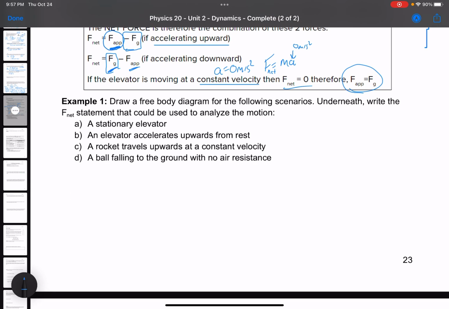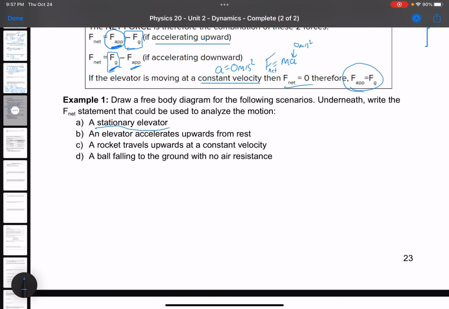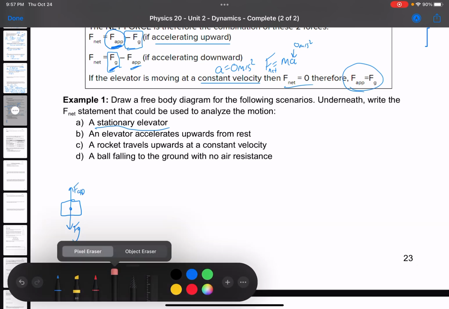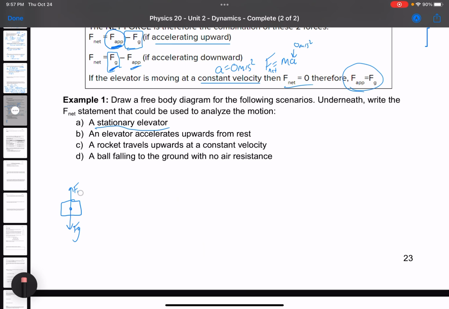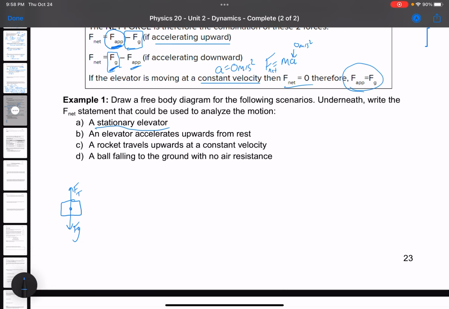All right, draw a free body diagram for the following. Underneath, write the F net statement. So in the first one, I have a stationary elevator. I have a force of gravity acting on this elevator, and if it's stationary, that means there must be some upward applied force. Now, I'm actually going to switch that up, and I'm going to call it the force of tension, since the elevator is likely hanging from a cable of some sort.